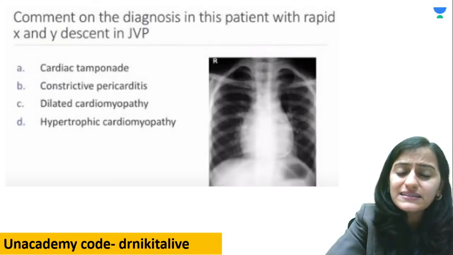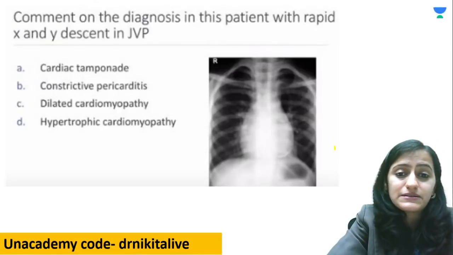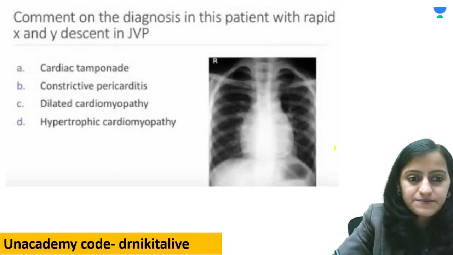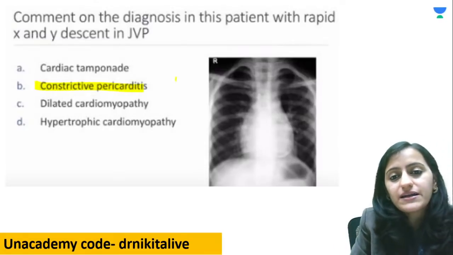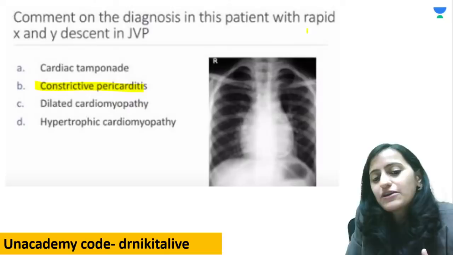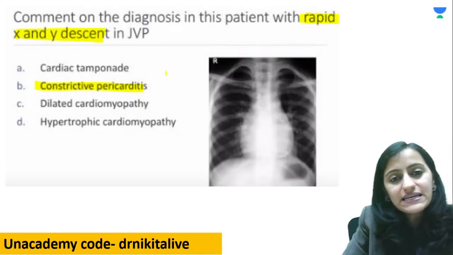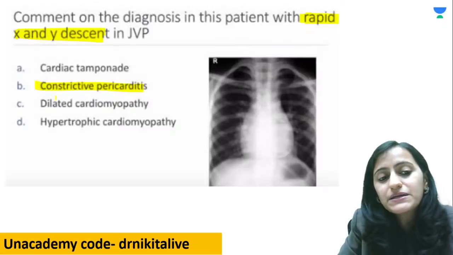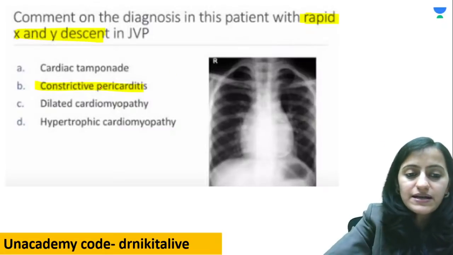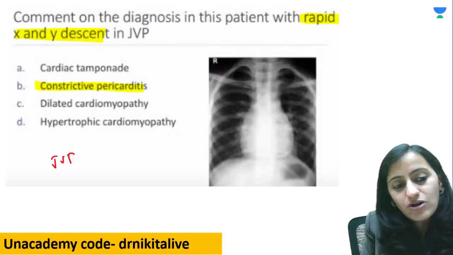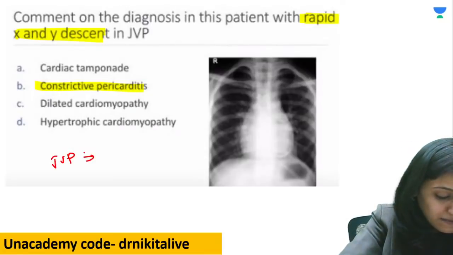Tariq, tree bark is syphilitic aortitis. If you are meaning to say tree bark, it is syphilitic. Yes, constrictive pericarditis. Even if you cannot identify the image, the question mentions rapid X and Y descent. That means both are rapid. That is constrictive pericarditis. Remember the JVP in constrictive pericarditis, very, very important.